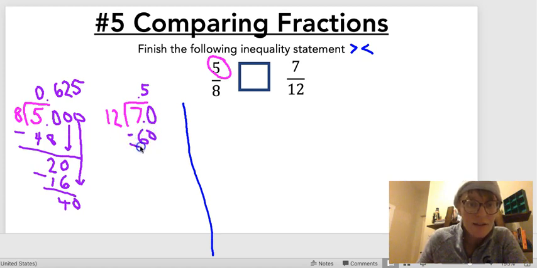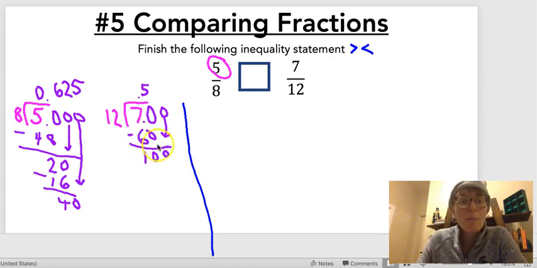If I subtract, I'm going to get 1, 0, and then bring down another 0. Remember, I need to bring down every single time. How many 12s are in 100? Well, I know that 12 times 8 is 96, so I'm going to have 0.58.